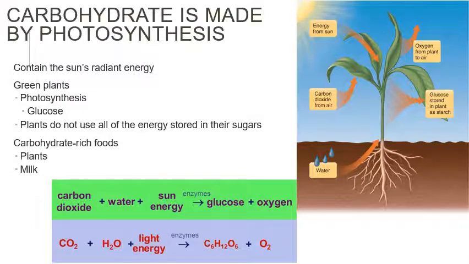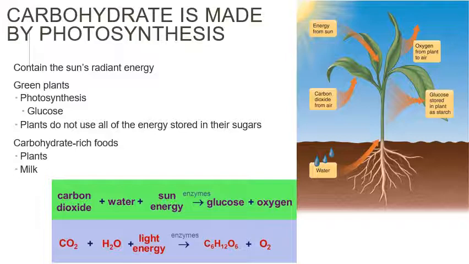Carbohydrate is made by photosynthesis. It contains the sun's radiant energy. Green plants, like leafy green plants, have photosynthesis, which converts carbon dioxide and water and the sun's energy through their enzyme and creates glucose and oxygen.